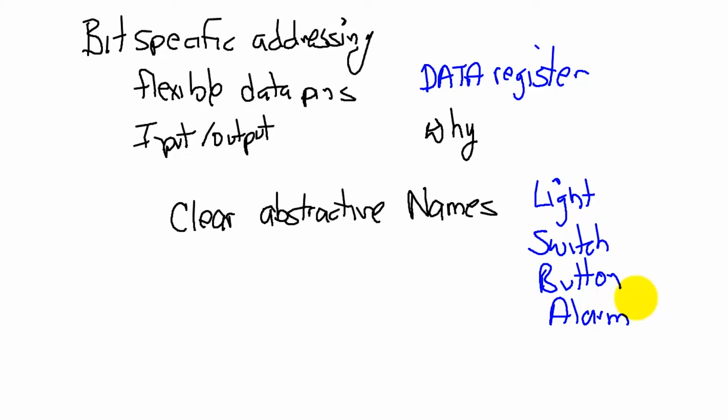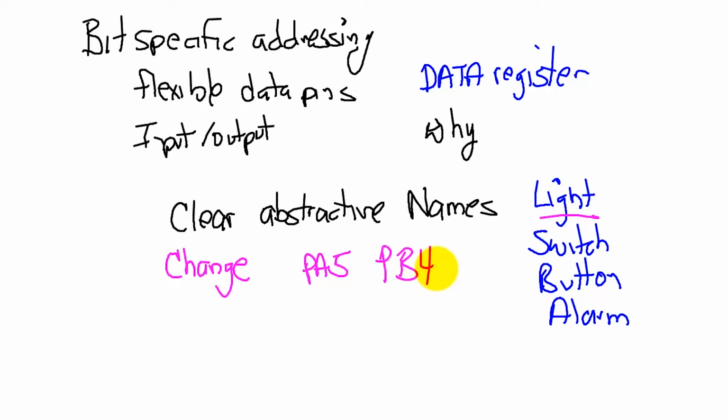The second important reason has to do with change. Engineering often involves changing. So if I've used PA5 for the light and I want to change it to PB4, that'll be a fairly easy change to make once I use bit-specific addressing.